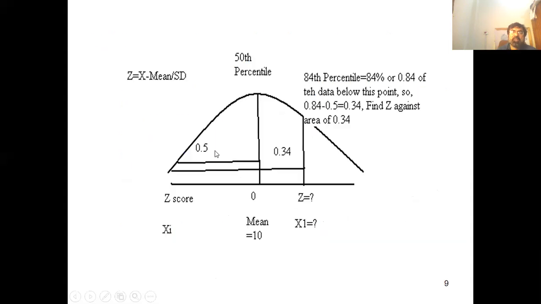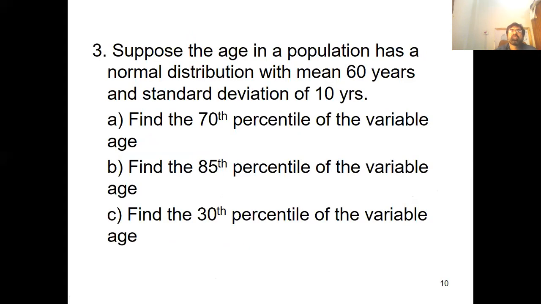Now move on further. This is the solution, how you have to calculate the x, the individual score, and the z-score. Suppose the age in a population is a normal distribution with mean 60 years and a standard deviation of 10 years. Find the 70th percentile of the variable age, find the 85th percentile of the variable age, and find the 30th percentile of the variable age.